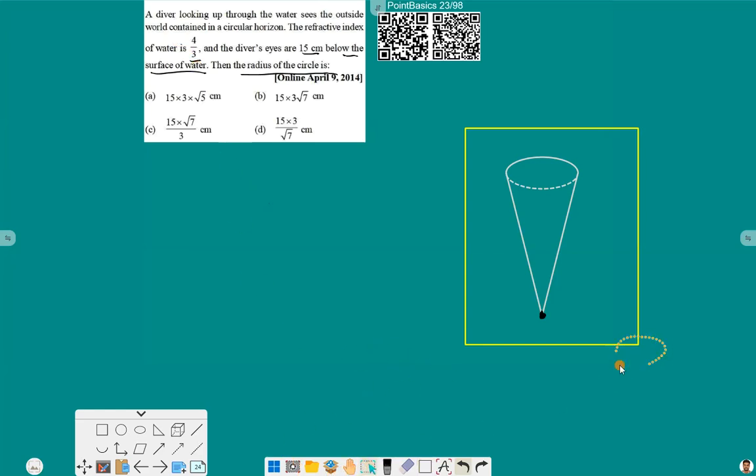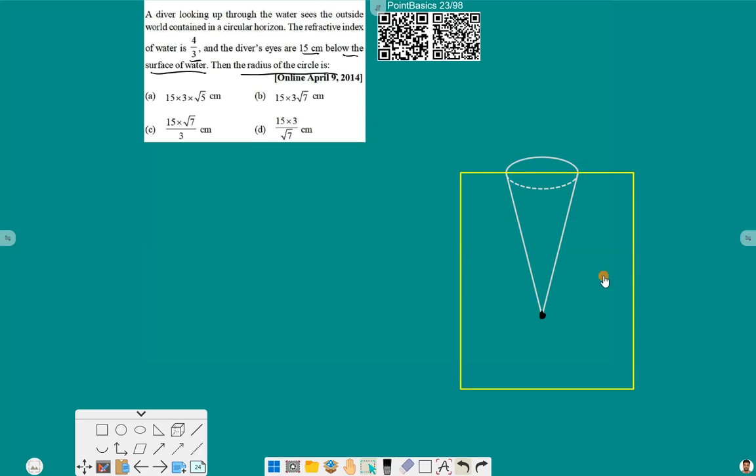And let me slightly rotate it. It will be like this. So here the refractive index is 4 by 3 and here also 4 by 3. So what is happening here? Light from this point is going like this, and after a certain point, at this distance from the center, it is getting totally internally reflected.